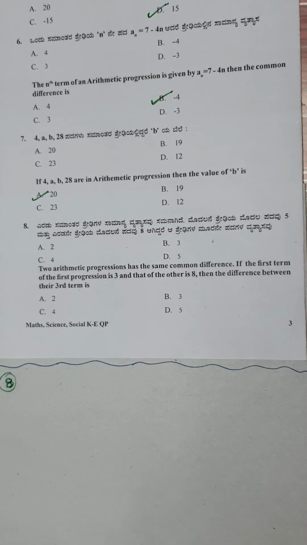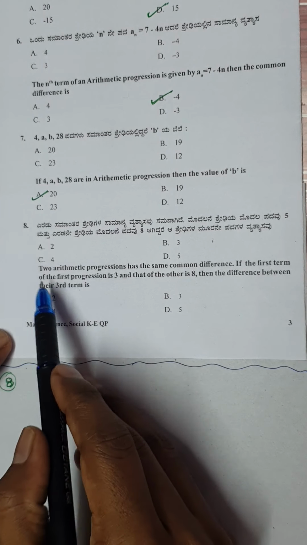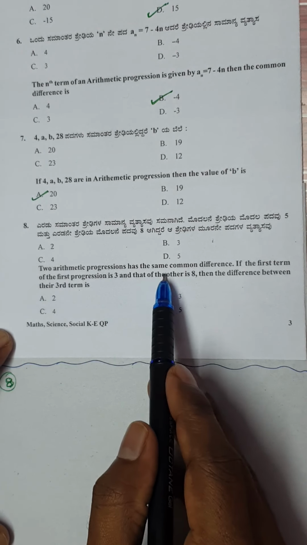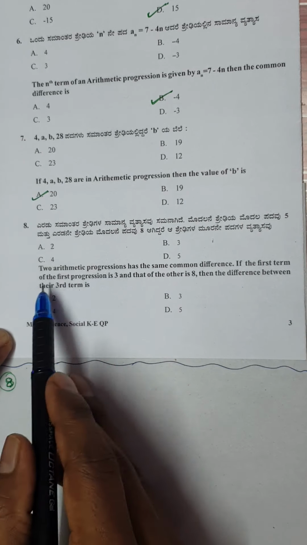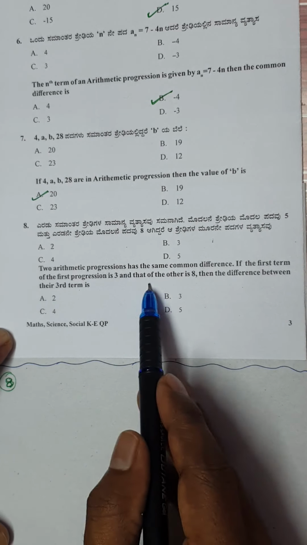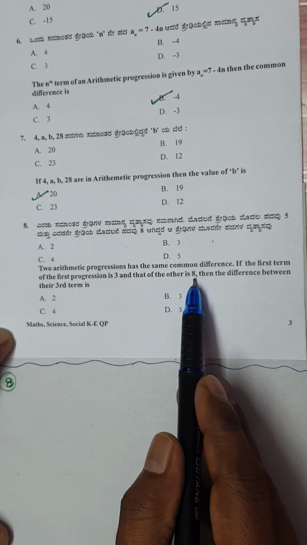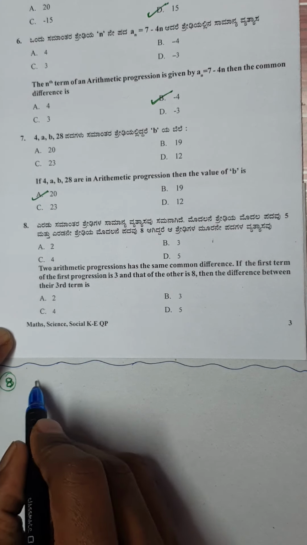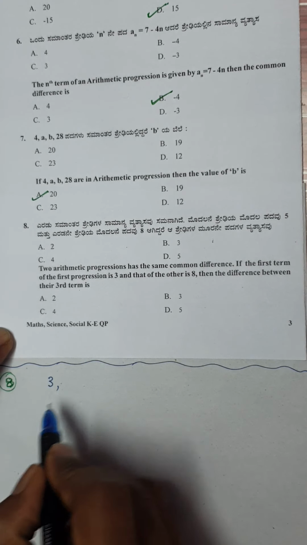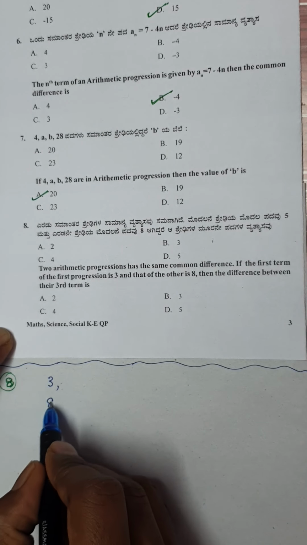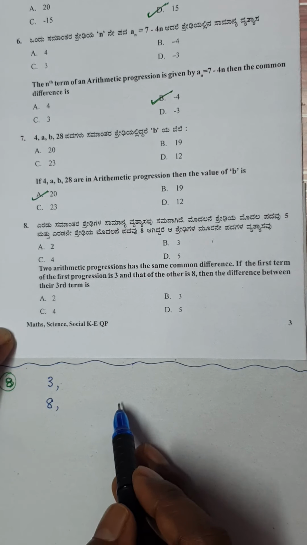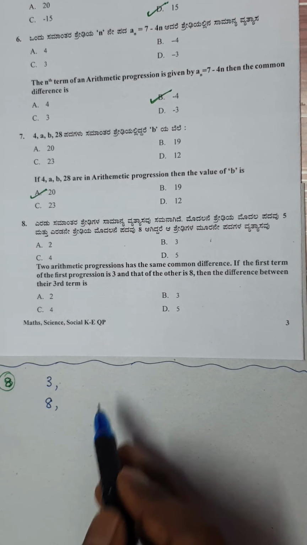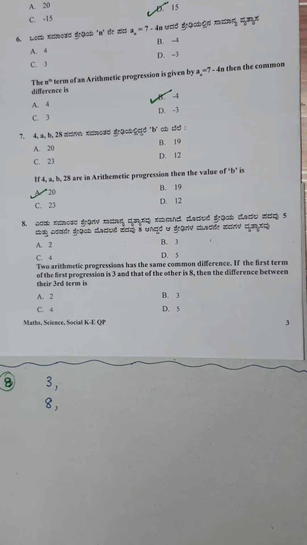The next question is quite a tricky question, but you can definitely solve it. Two arithmetic progressions have the same common difference. Please note it down. The common difference is the same. If the first term of the first progression is 3 and that of the other is 8. Okay, the first term of the first progression is 3, and the first term of the second progression is 8. Then the common difference between their third terms. You have to find out the common difference between their third terms.